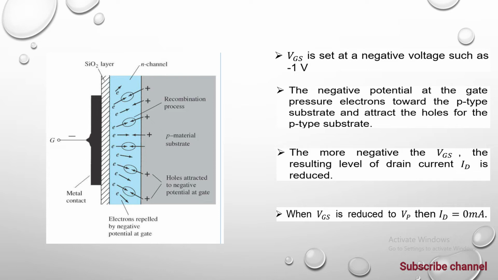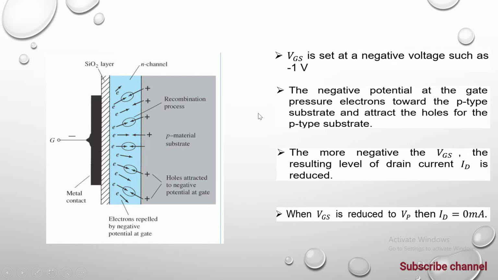When we change the biasing and make the value of VGS more negative, such as -1, when we apply a negative voltage to the gate terminal, the number of electrons will be repelled, and holes from the substrate will be attracted towards the channel material. Electron-hole recombination will occur here, and the value of source drain current will decrease.